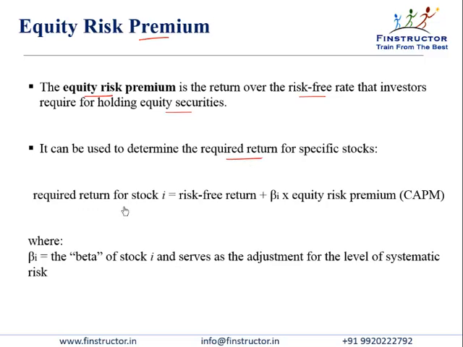The risk premium can then be used to compute the required return for stocks. That is, the required return would be given as the risk-free rate plus beta times the equity risk premium, where beta gives us an indication of the systematic risk of the stock. That is, whether it is more risky than the general market or is it less risky than the general market. So if beta is equal to 1.2, that means our stock varies 1.2 times the variance of the market. If the market goes up or down by 10%, our stock on an average goes up or down by 12%.